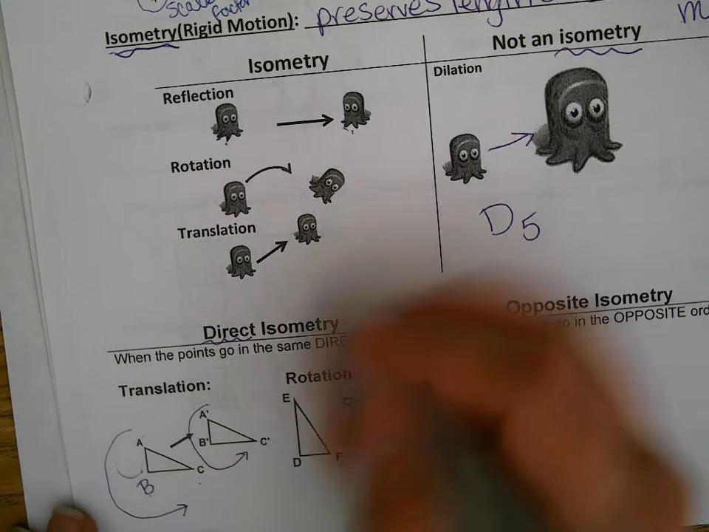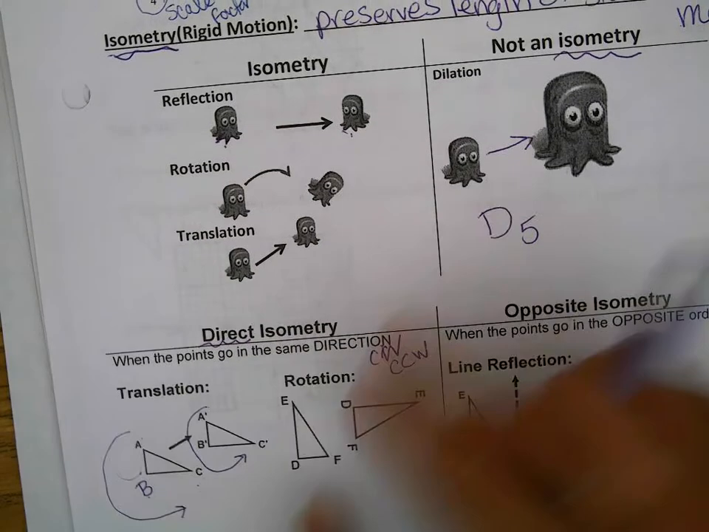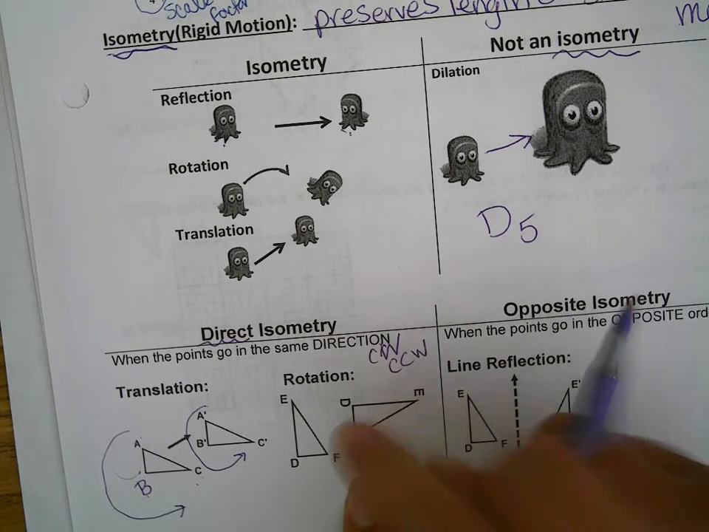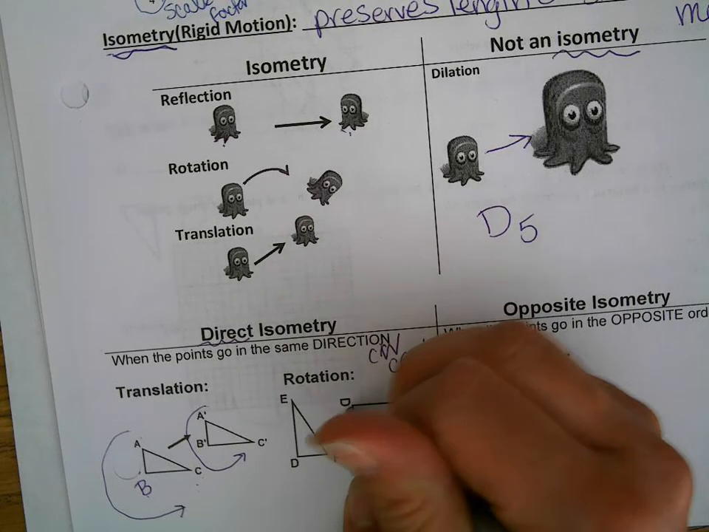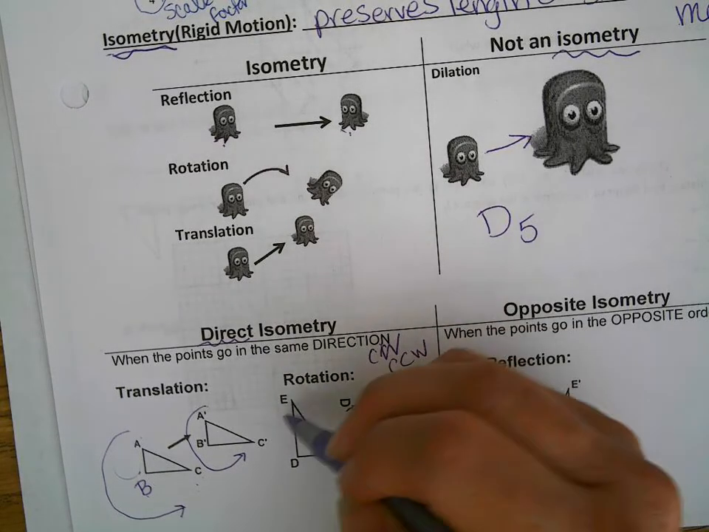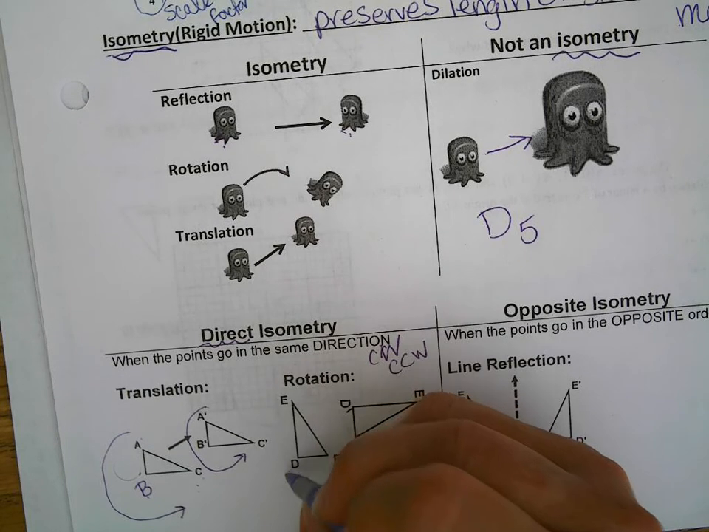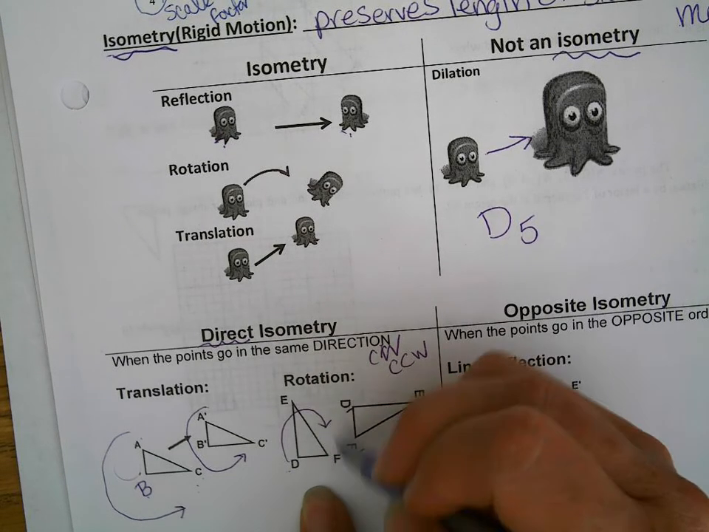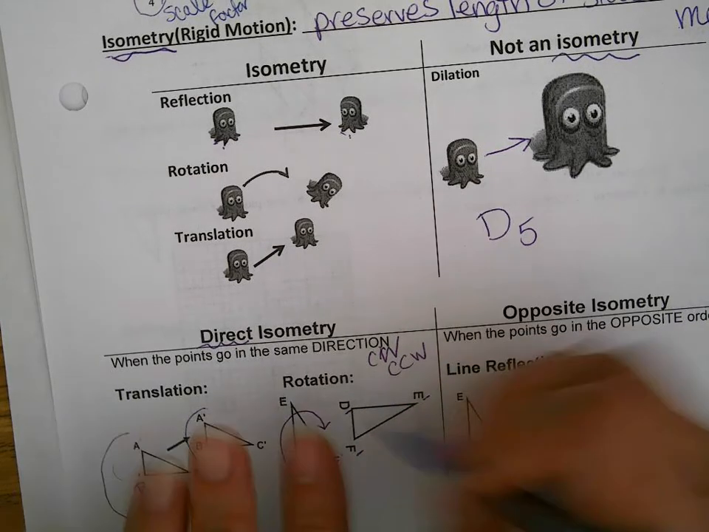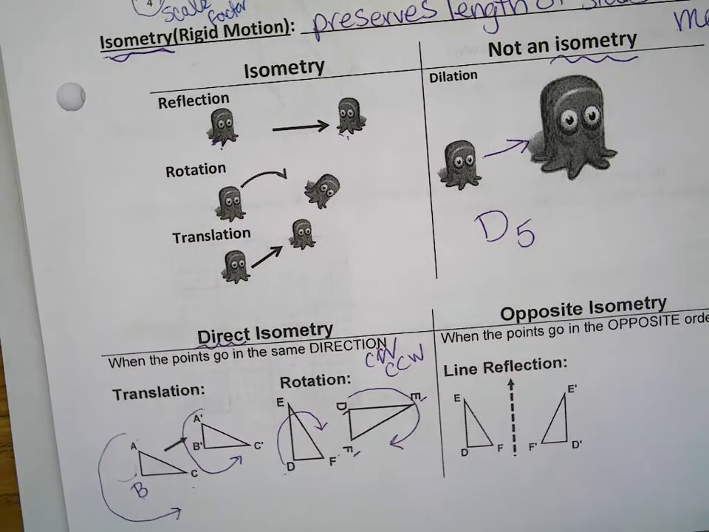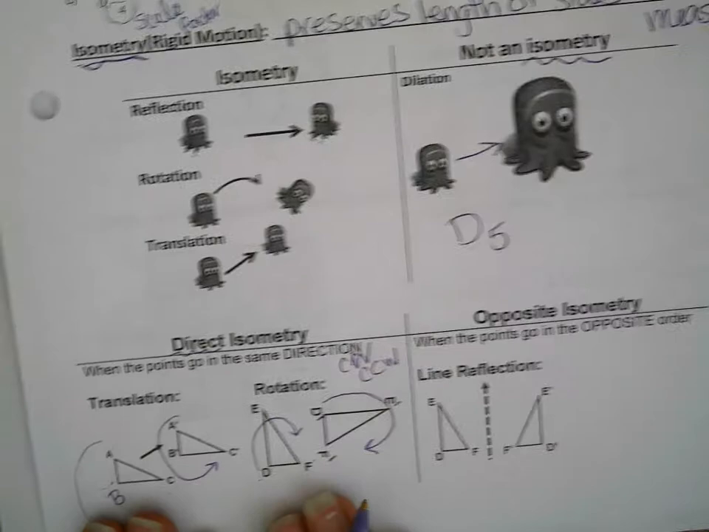Same thing with a rotation. If my triangle started here and then I rotated it to here, D, E, F, and if I label D prime, E prime, F prime with a clockwise rotation, look at the ordered pairs. D to E to F around my shape goes in a clockwise fashion. Even after the rotation, D prime, E prime, F prime still are going around to our right. So that's considered a direct isometry.